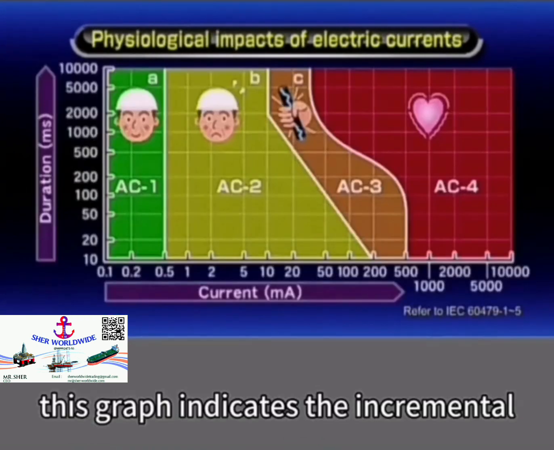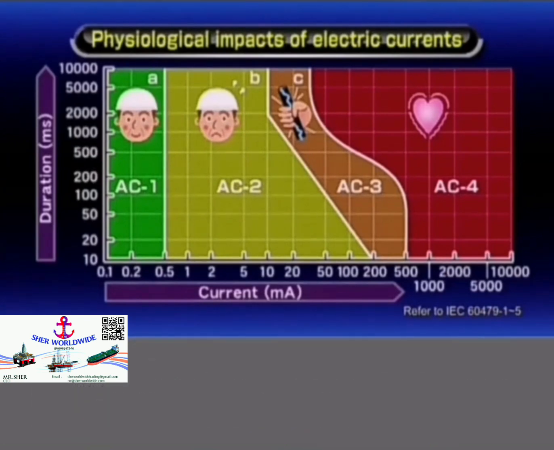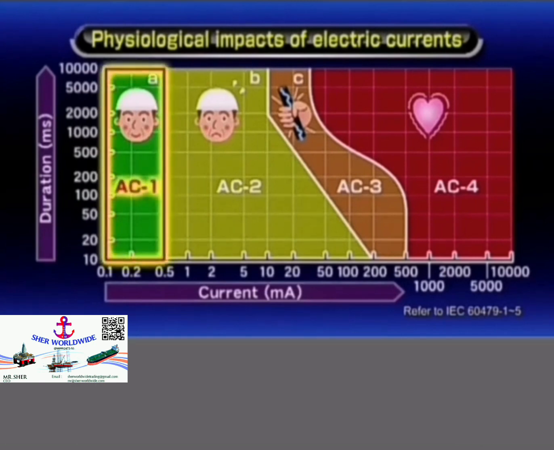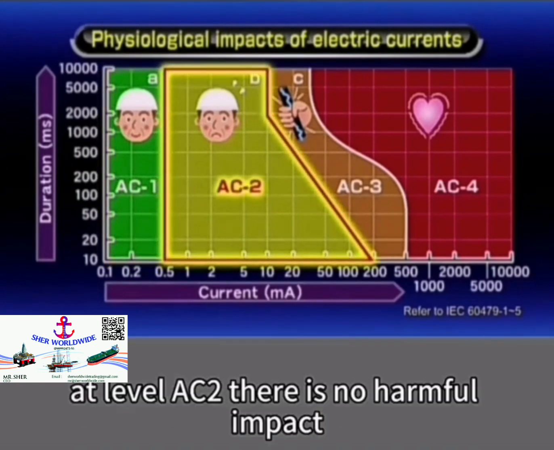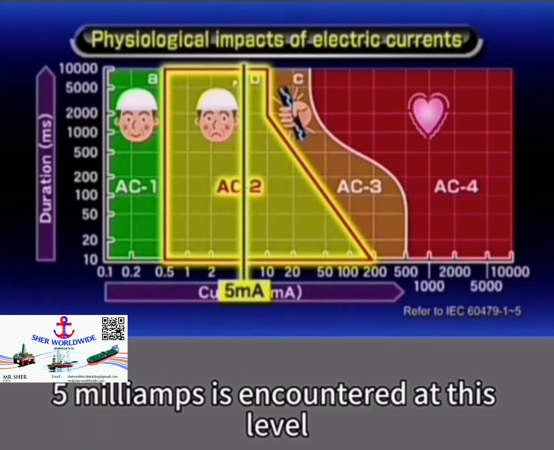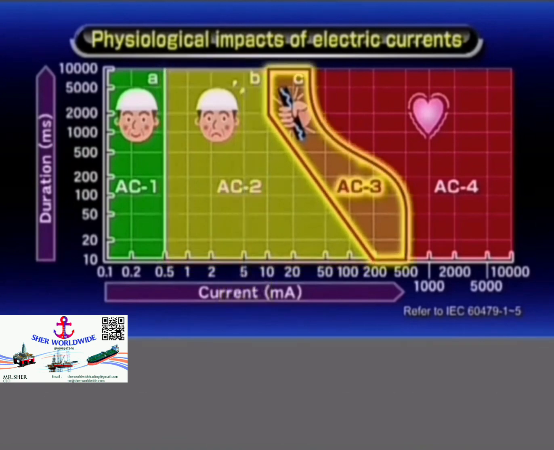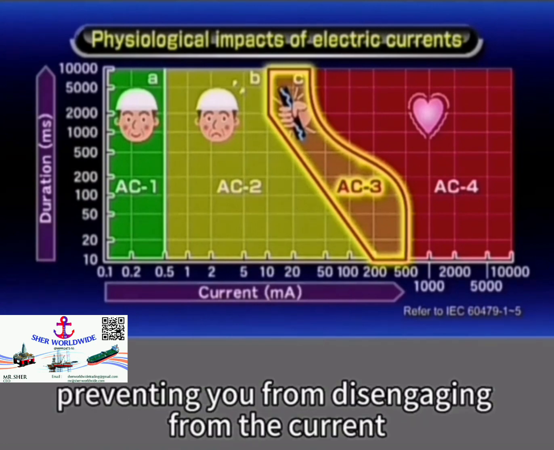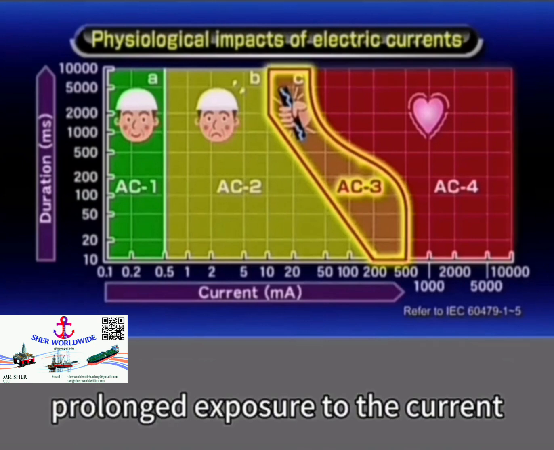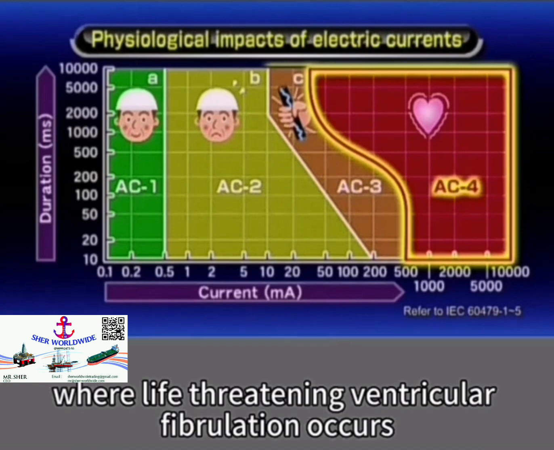This graph indicates the incremental physiological impacts on the human body of different electric currents. At level AC1, no impact is felt. At level AC2, there is no harmful impact. 5 milliamps is encountered at this level and causes no recognizable impact. At level AC3, your muscles contract, preventing you from disengaging from the current without assistance. Prolonged exposure to the current takes you to level AC4, where life-threatening ventricular fibrillation occurs.